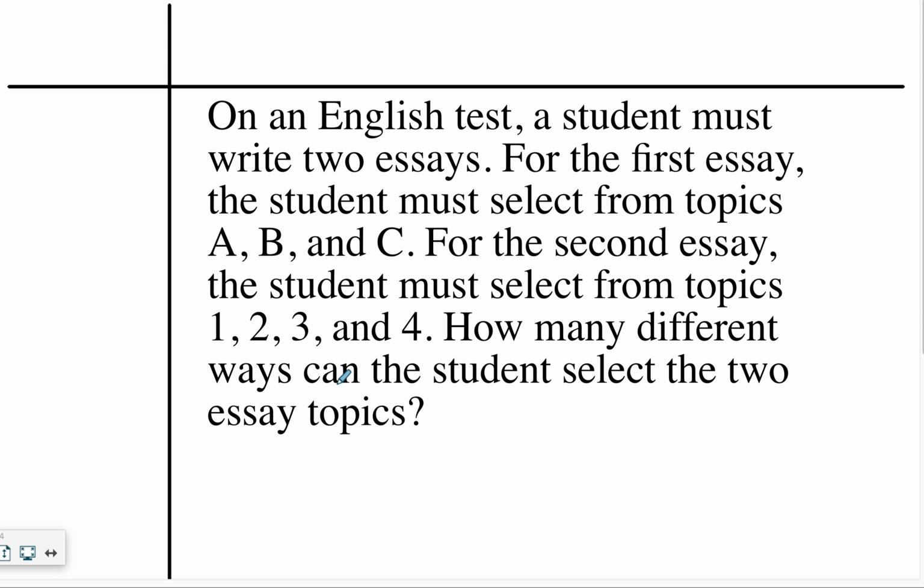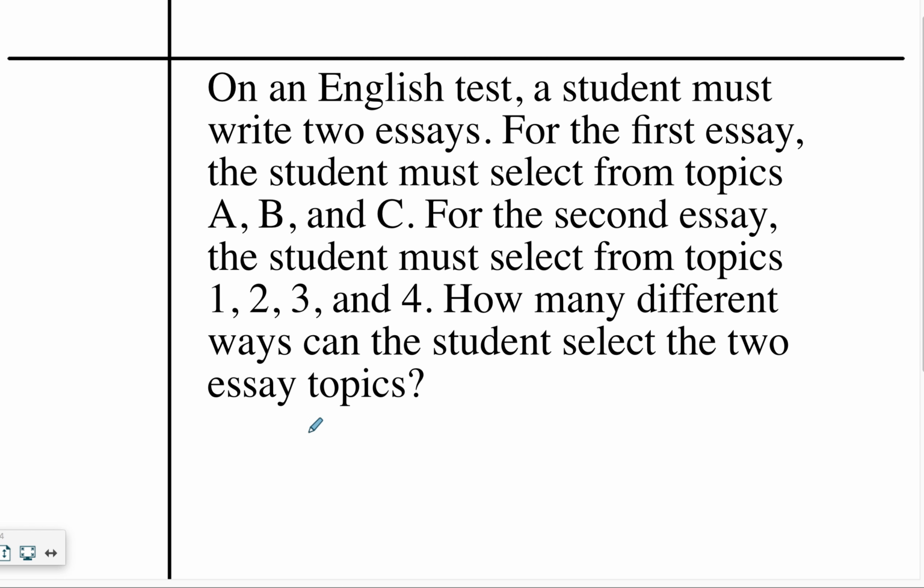All right. On an English test, a student must write 2 essays. For the first essay, the student must select from topics A, B, and C. For the second essay, the student must select from topics 1, 2, 3, and 4. How many different ways can the student select the 2 essay topics? I'm going to give you a hint. My hint here is first essay, and this one is second essay. Pause it and see if you can come up with an answer.